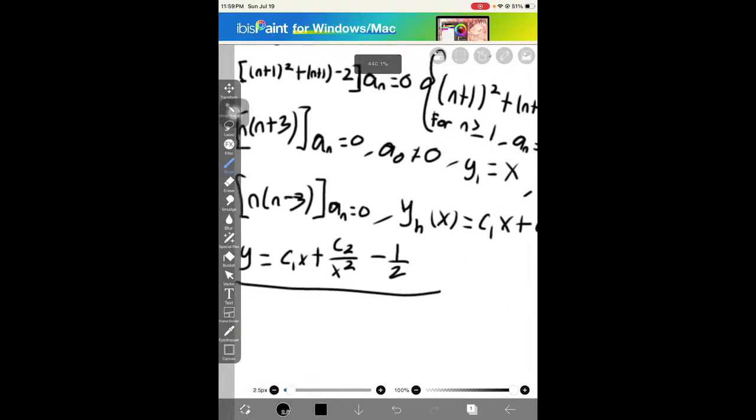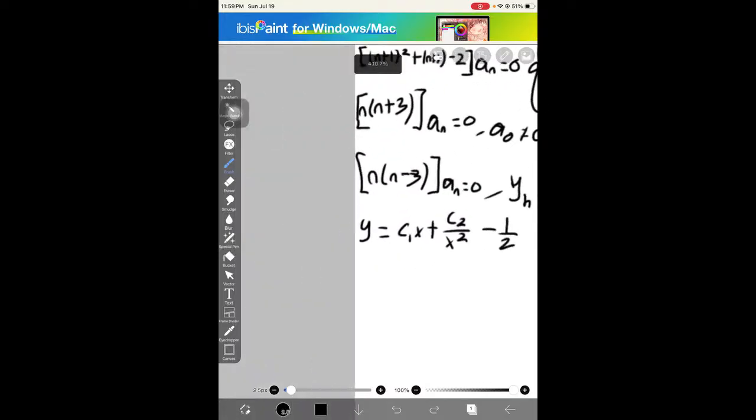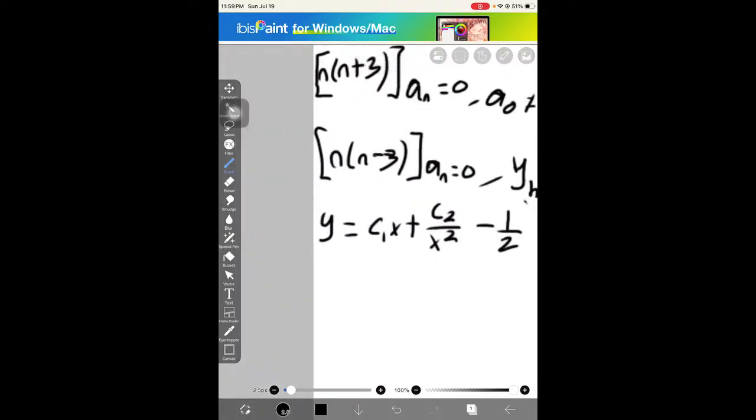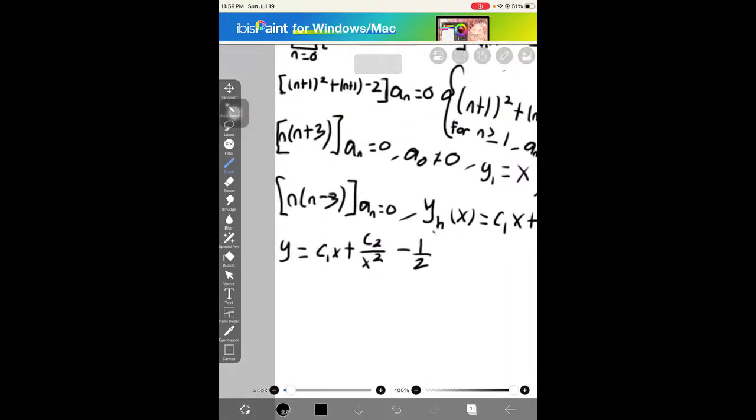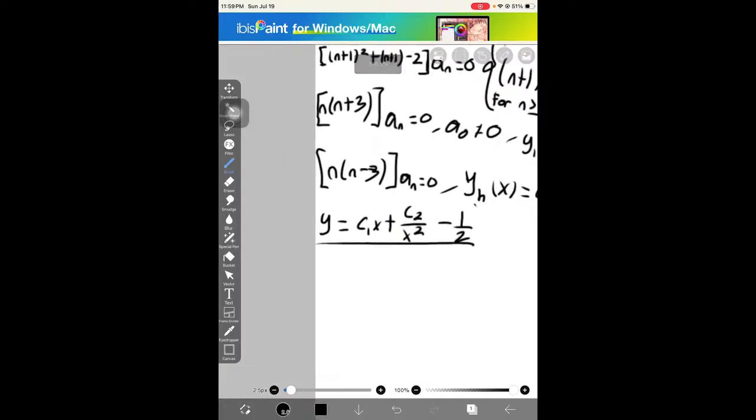And I already combined, this is the full general solution. I actually combined the homogeneous and the particular now. So this is the full solution now. I can go ahead and apply the conditions.